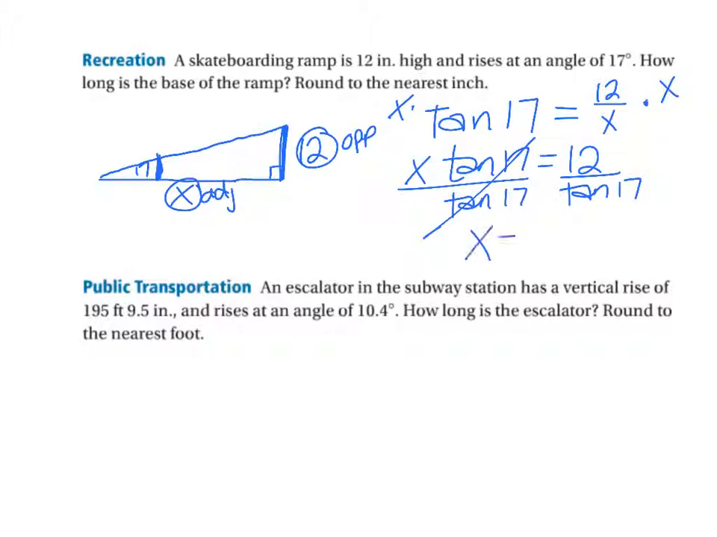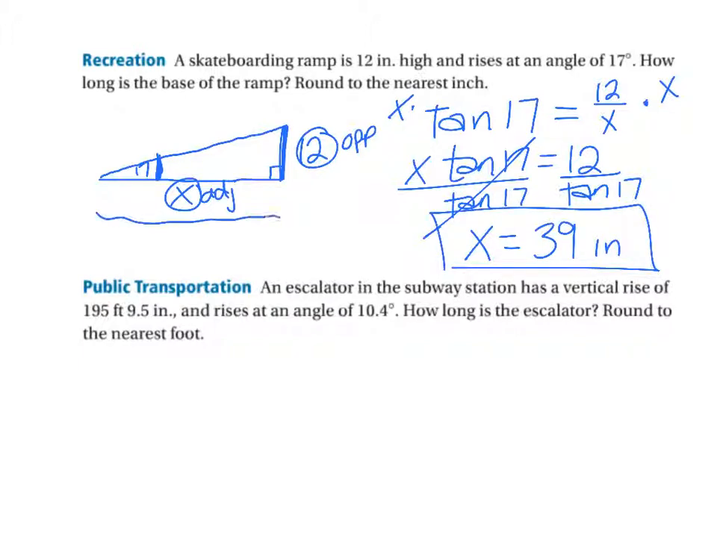I get x to equal, let's see, round to the nearest inch. I have 39.2, so I'm going to go 39 inches. So that's how much space you'd have to have along the driveway or wherever. That's how big this ramp is going to be.